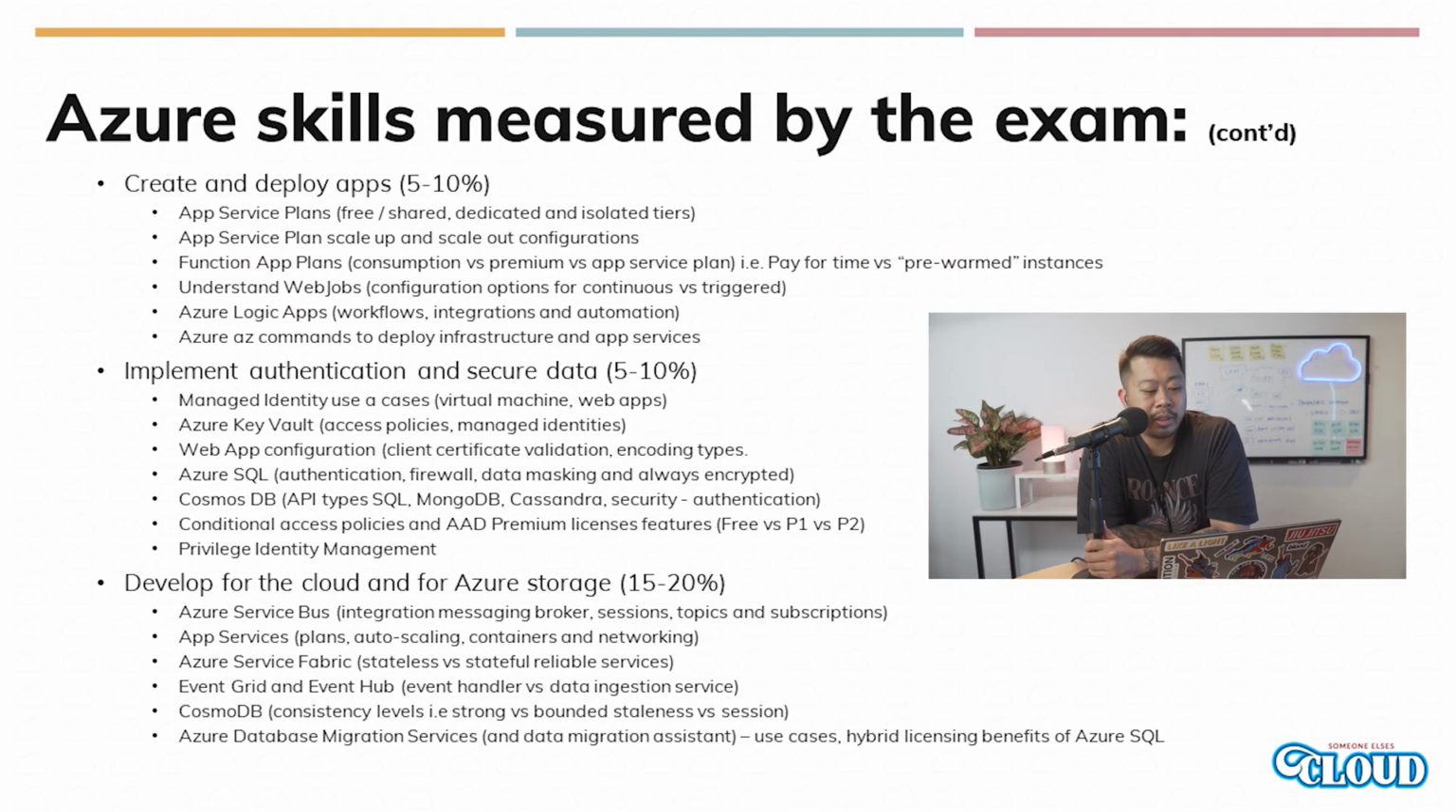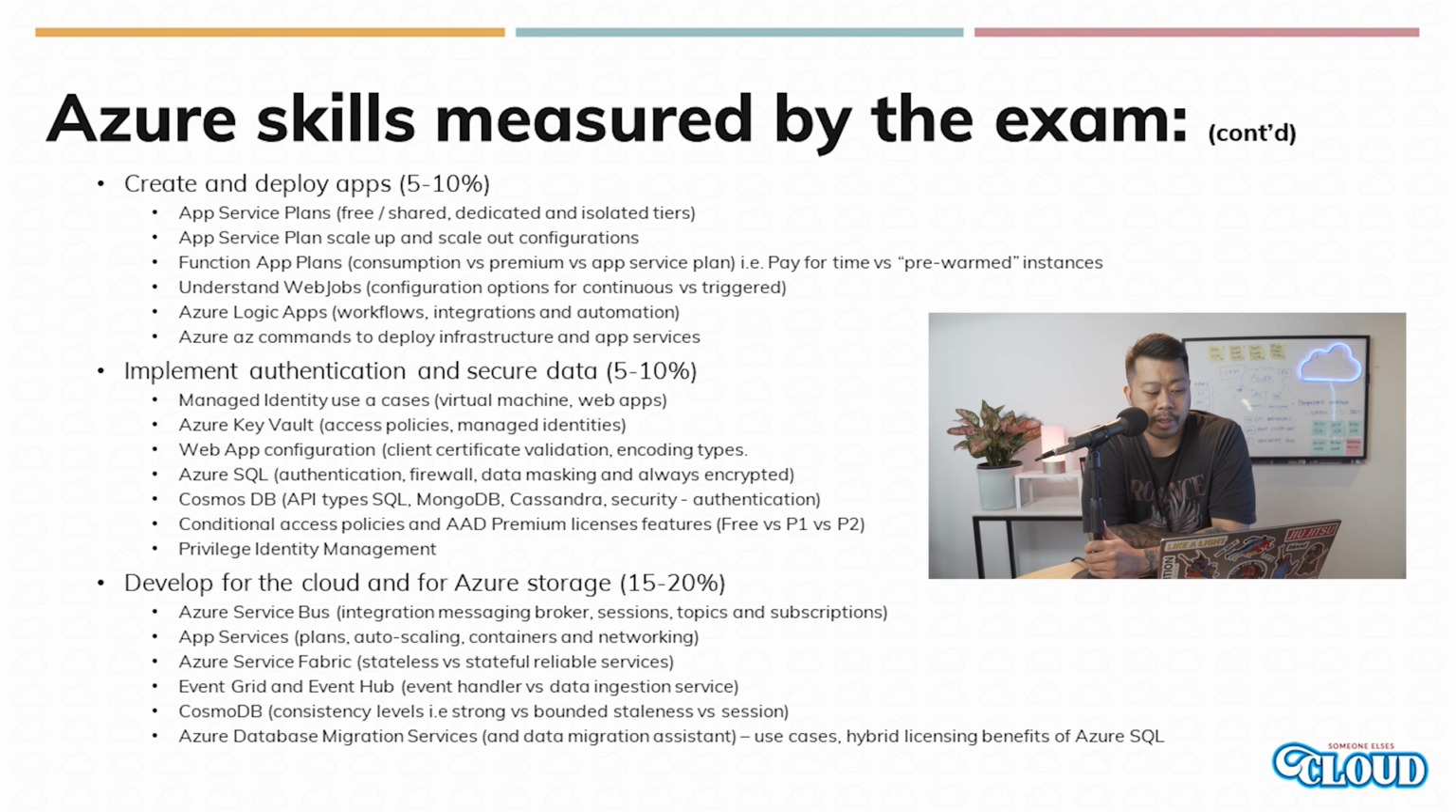Next topic is create and deploy apps, which is 5 to 10%. So app service plans, know the difference between the free and shared, dedicated, and isolated tiers. Also know how to scale up and scale out the configuration. Definitely get asked about that. Function app plans, you also get asked about that.